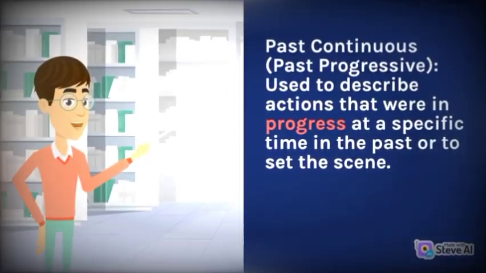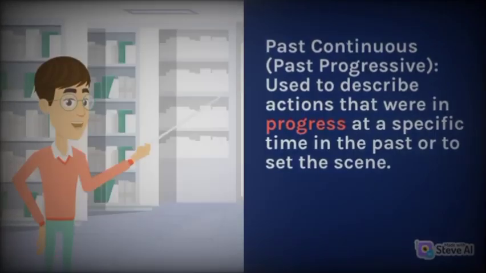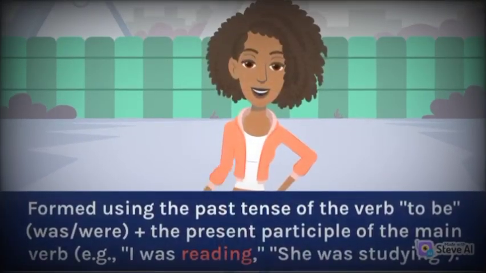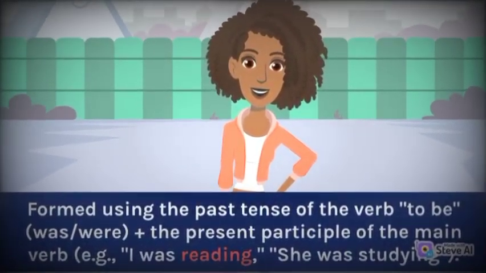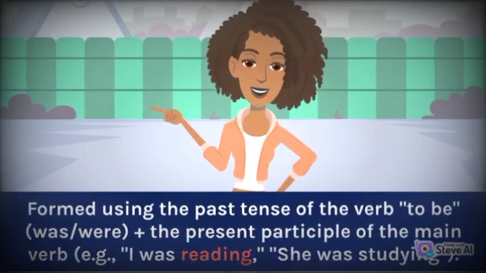Past continuous, past progressive. Used to describe actions that were in progress at a specific time in the past or to set the scene. Formed using the past tense of the verb to be, was/were, plus the present participle of the main verb. For example, I was reading, she was studying.